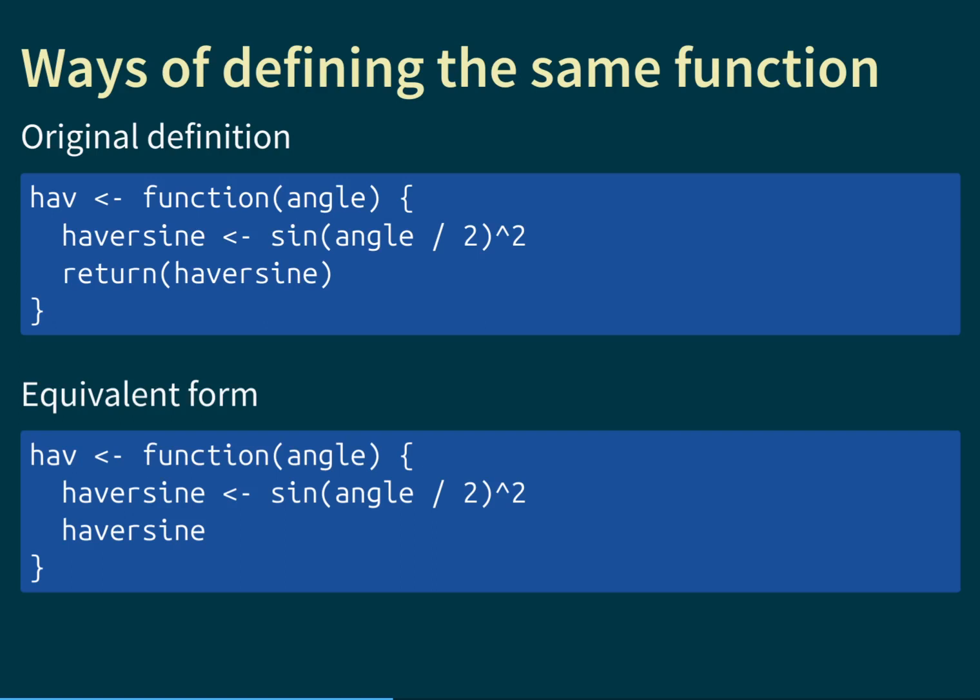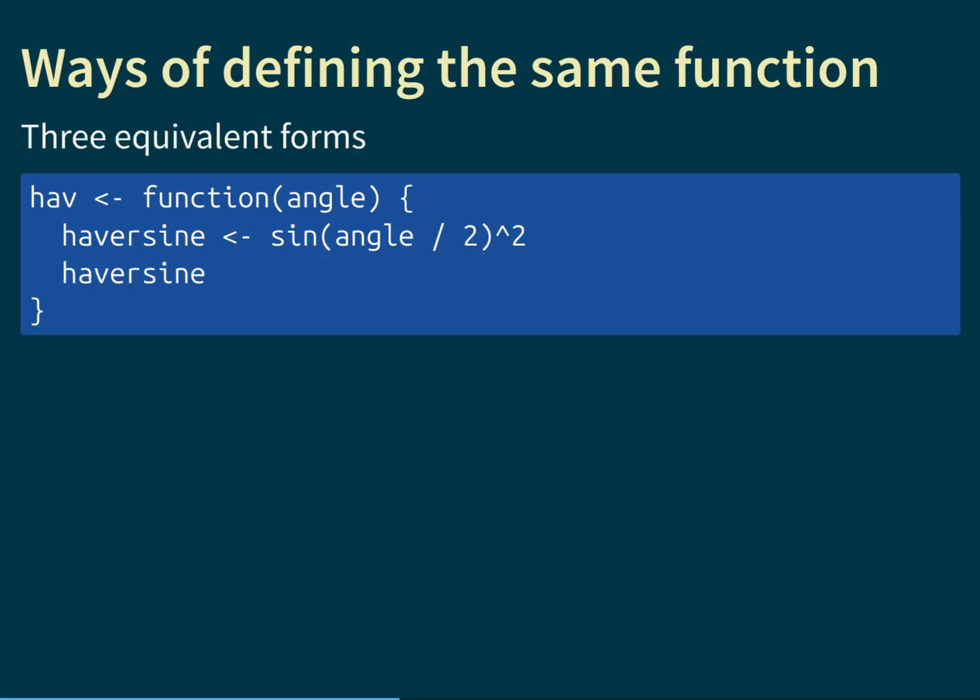Its value is whatever it is computed as in the previous line, the sine of angle divided by 2 and that expression squared, and that will be returned to the user. So these two forms are completely equivalent. It's really a matter of taste which one we use. But we can even go further with this.